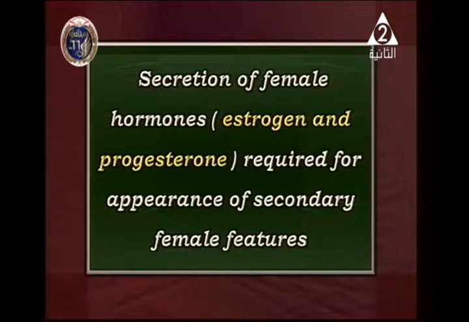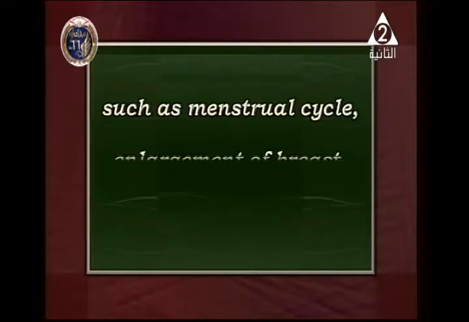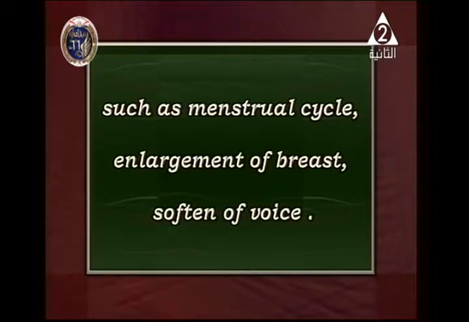They are required for the appearance of secondary female features or characters, and they are also important for production of milk after that, and a lot of importance inside the female, such as what? Menstrual cycle, enlargement of breast, softening of voice. Those are called what? The female secondary features or female secondary sex characters.